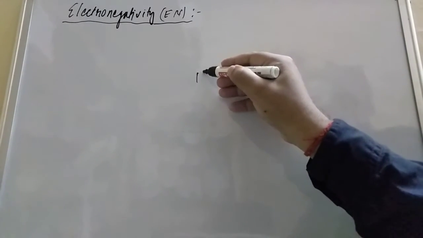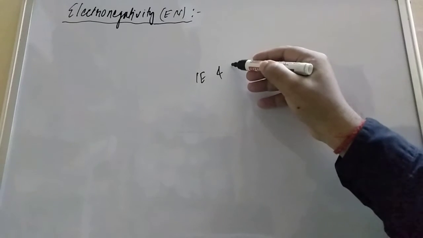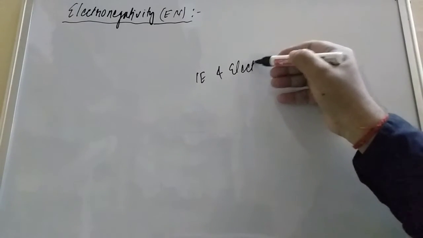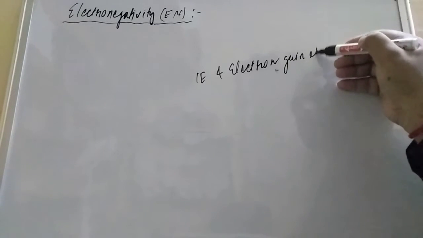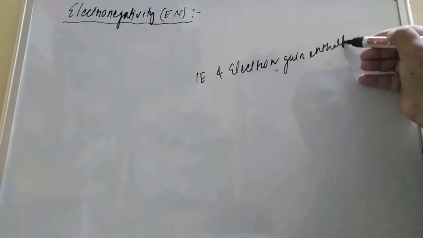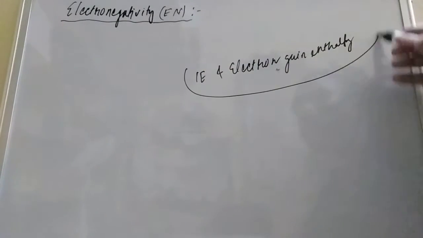Hello, good morning, friend. Today we are going to discuss electronegativity. So, first of all, let us know what electronegativity is. As we studied ionization enthalpy and electron gain enthalpy, when you talk about these two things, friends, you will find that they are properties of the atoms.